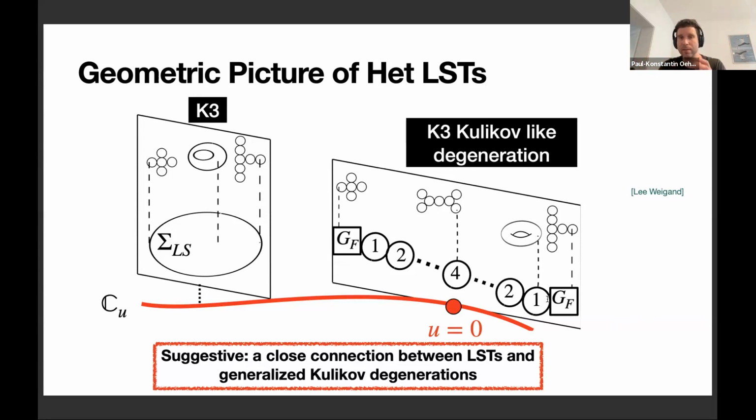And the nice thing is that this whole picture gives you a very nice geometric or mathematical analogy to these generalized Kulikov degenerations. So apart from these fiber guys here in between, this is precisely how in mathematics a so-called Kulikov degeneration looks like. So it's actually very suggestive from the math perspective that studying the geometry of these K3 degenerations is essentially the same thing as studying little string theories. Okay, so that's the rough picture.